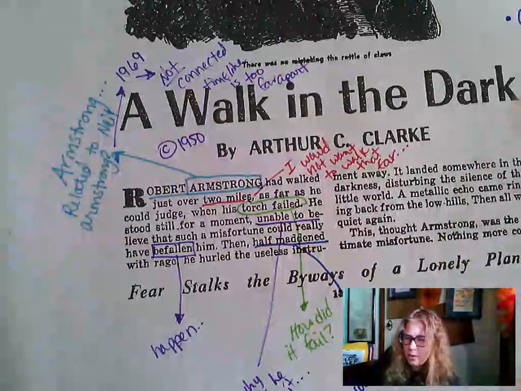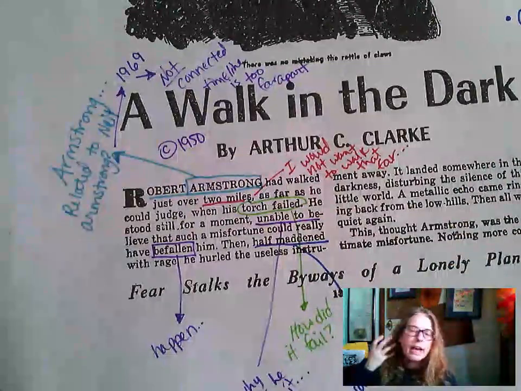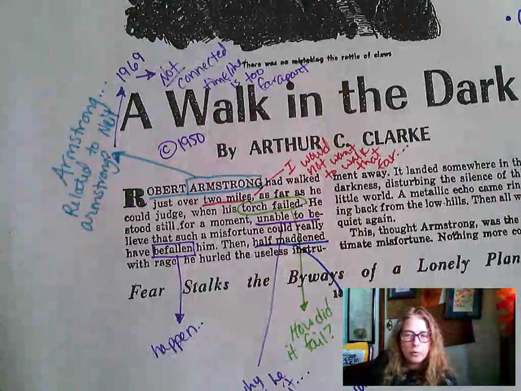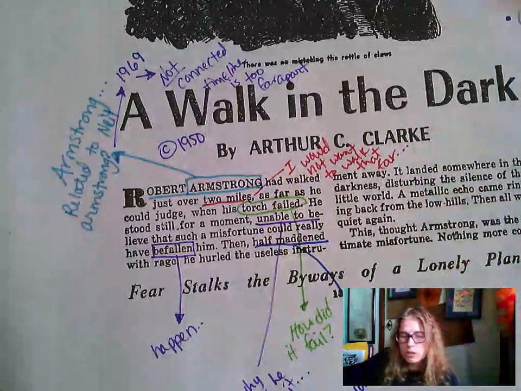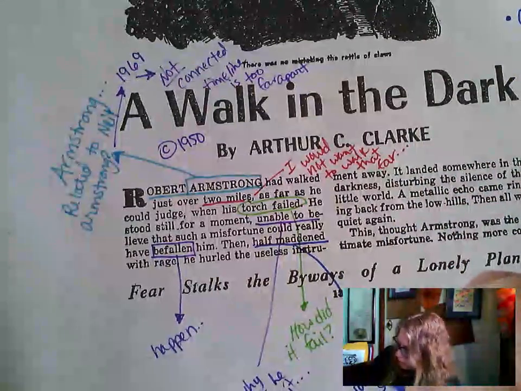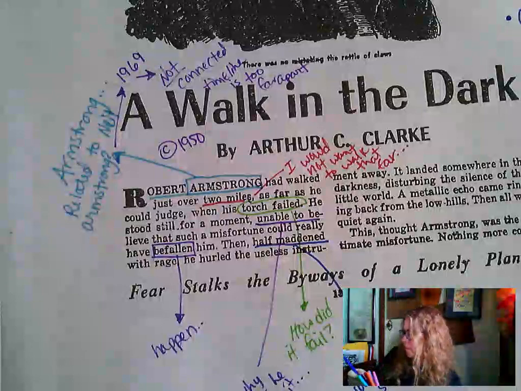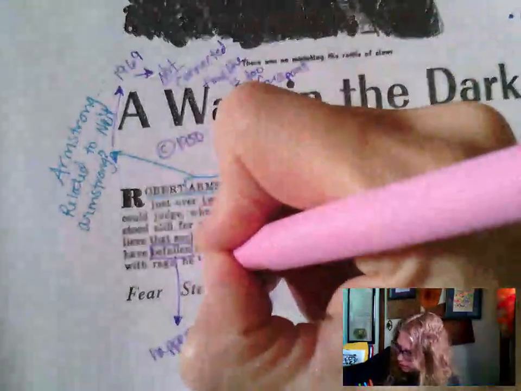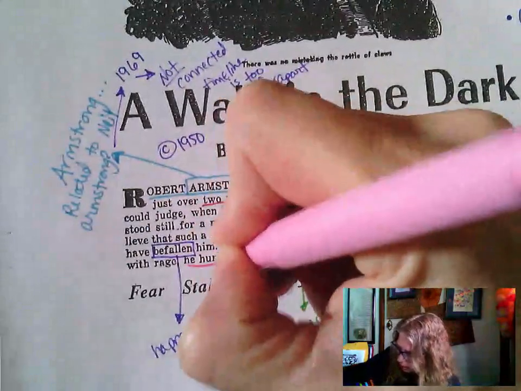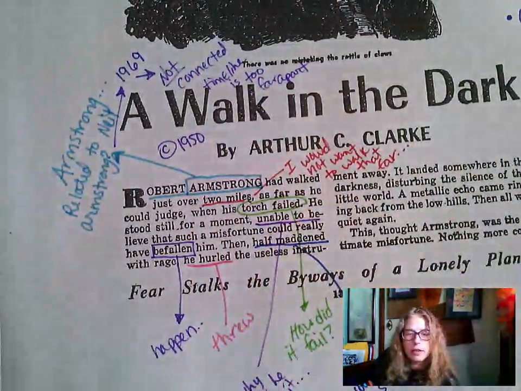Rage is a pretty strong word to use. Authors usually pick their words very, very carefully. And so when we analyze, we also want to think about why that word. Why is the author thinking that word's the word that we would choose to describe this? So why would he get so mad? Then it says, not only did he get mad, he hurled the useless instrument, which we're going to talk about. Hurled means threw, so I might write that down just so that I remember that he's throwing this.